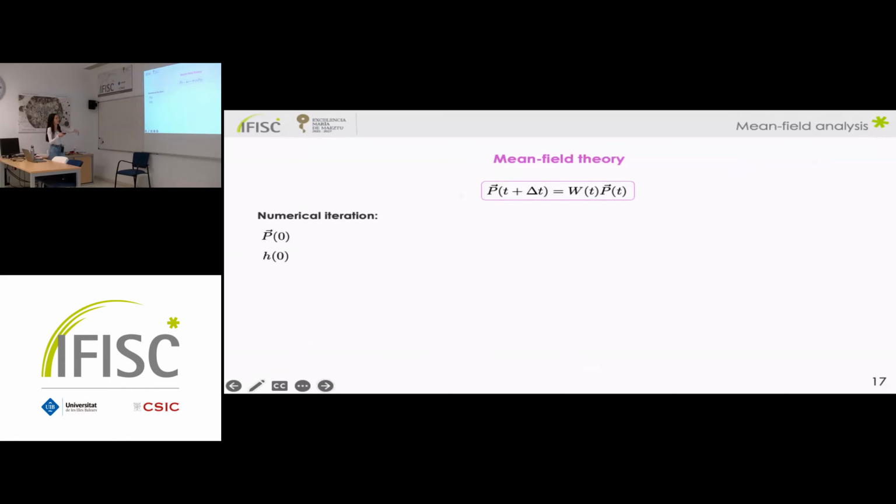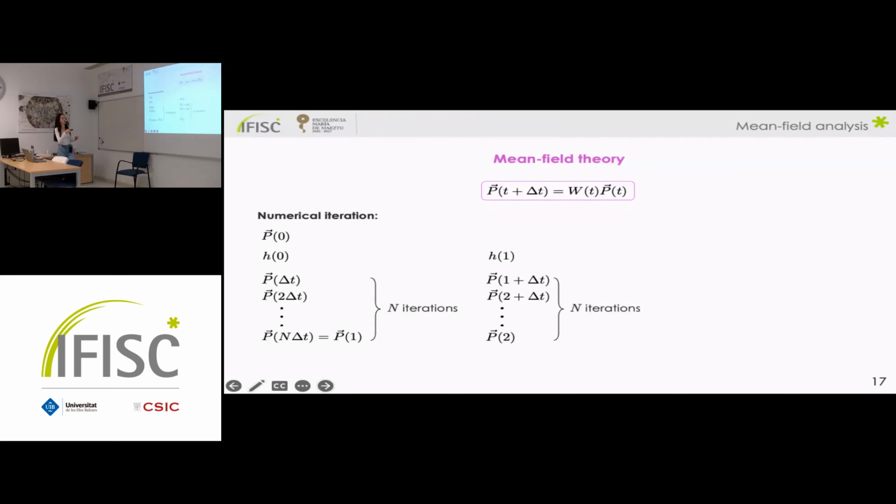We are going to make an iteration, and what we do is, first, we propose an initial guess for the probability distribution, and we sample an initial value of the random magnetic field. Then we iterate this vector of probabilities n times, and this constitutes one Monte Carlo step. Then we sample a new value of the magnetic field H1, and we iterate this vector of probabilities n more times. We continue this procedure, and then after discarding a thermalization transient, we compute the time averaged probability distribution.